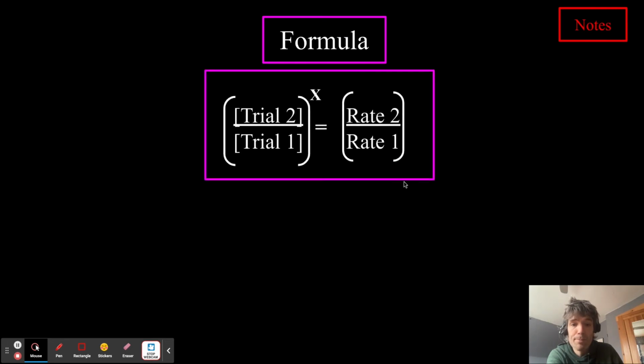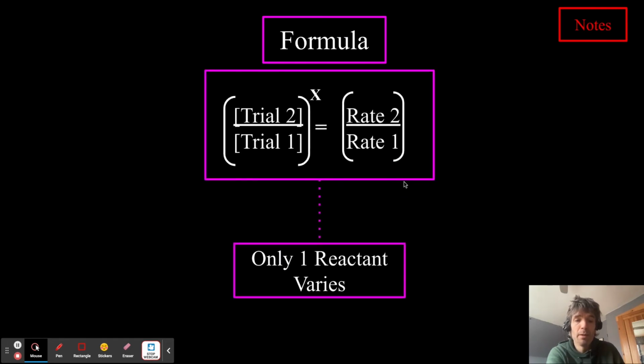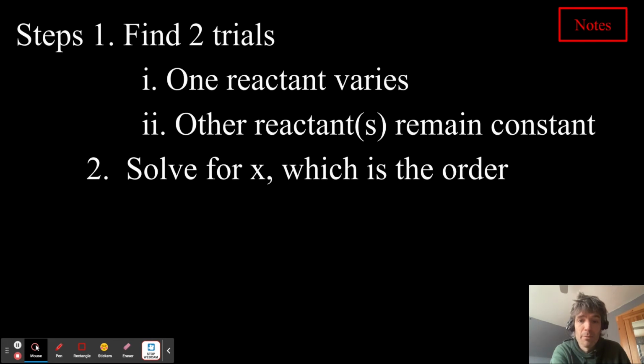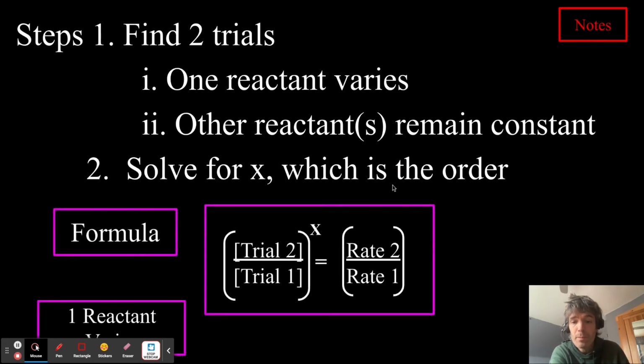This is the formula. The one stipulation is that you need to make sure that you're only varying one reactant, not more than one. So choose your trials carefully. Now, these are the steps that I'm going to follow. And it says there one reactant varies. You can get those if you want.